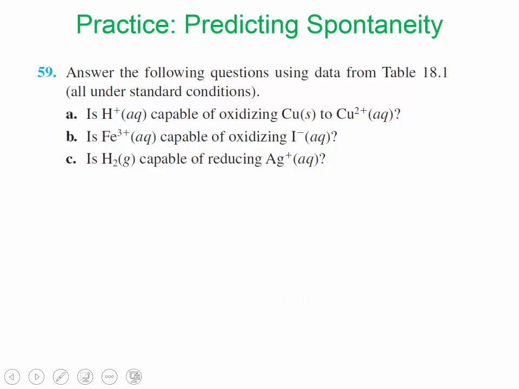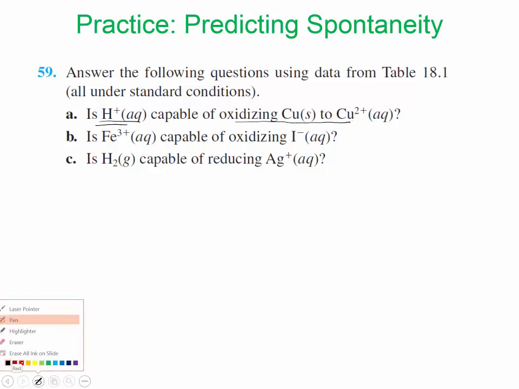All right, in this video, this is part two of how to really read the SRP table. In these questions, we're going to try to answer, is this species capable of oxidizing solid copper to copper ions? You're going to hear me say this several times throughout this tutorial. And here's the overlying principle.